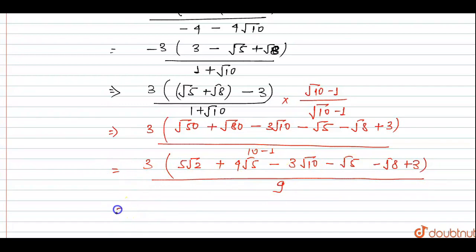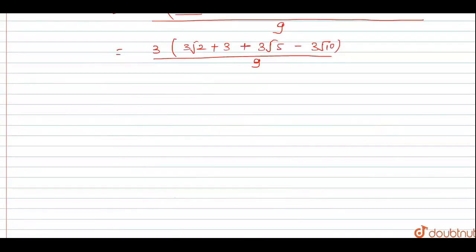Okay, and this is equal to 3 into 5 root 2 plus 4 root 5, and root 8 can be written as 2 root 2. Okay, then 5 root 2 minus 2 root 2, and this is equal to 3 root 2. Okay, similarly plus 3 root 5, 4 root 5 minus root 5 is 3 root 5 minus 3 root 10 upon 9.